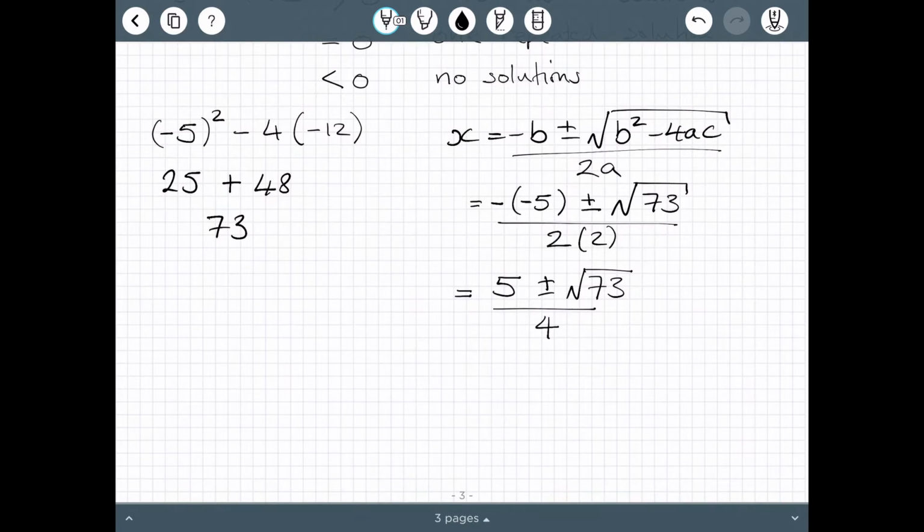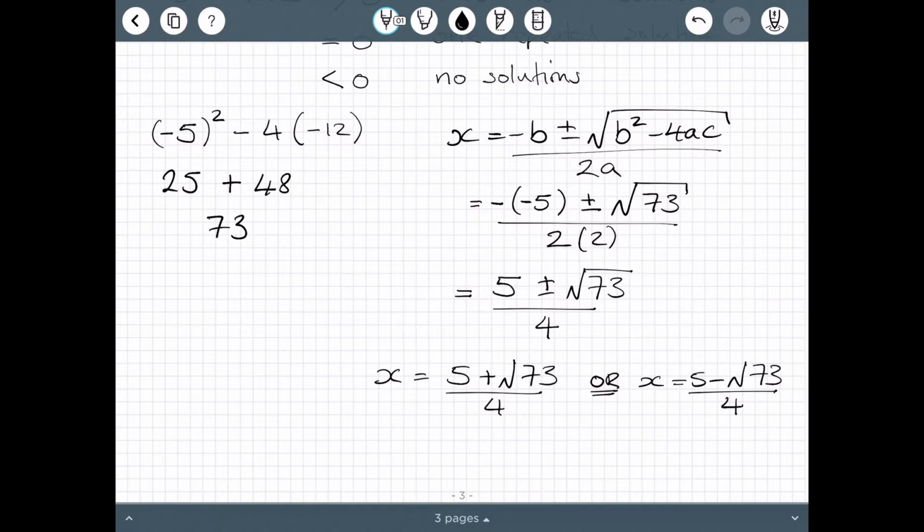I always like to pretend that I'm not going to be able to use a calculator, so I work this out fully and easily, and then use the calculator at the last point if that's what I need to do. So this tells me x is equal to 5 plus the square root of 73 all over 4, or x is equal to 5 minus the square root of 73 all over 4. So that's the two choices we have, and depending on how the question asks, if it wants it left as a surd, we can leave it like this.